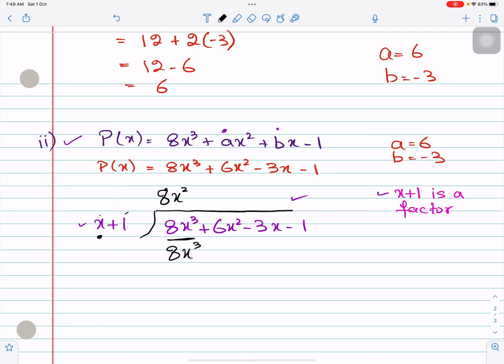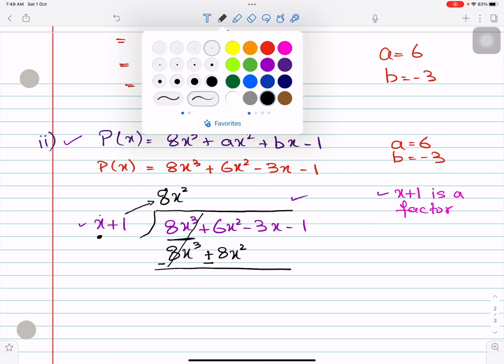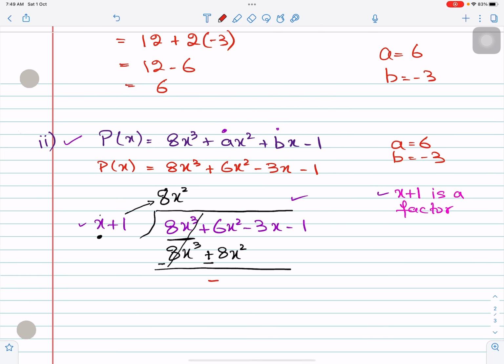Now 1 will also multiply by 8x square. It will become 8x square. After that you will subtract, so the sign will change here. The sign is changed. So now this will cancel out because it is plus 8x cube and minus 8x cube, and here you will get 6x square minus 8x square, which is equal to minus 2x square, and the remaining terms you will copy down as they are.